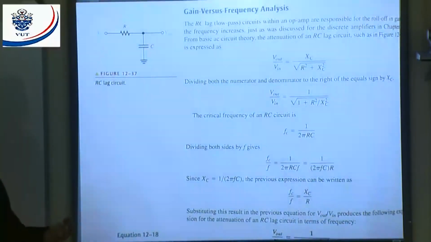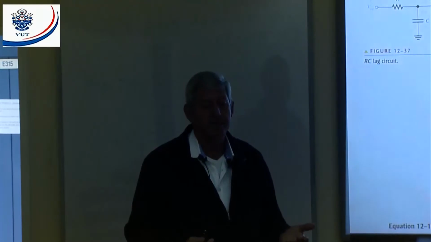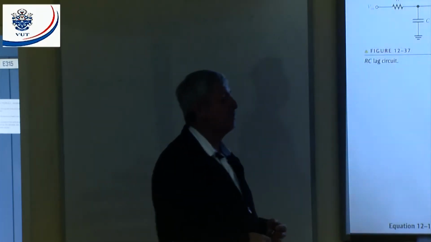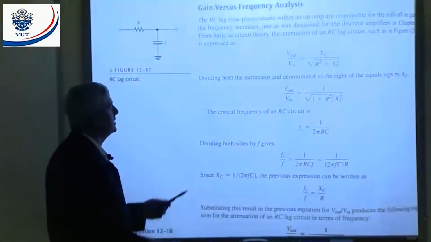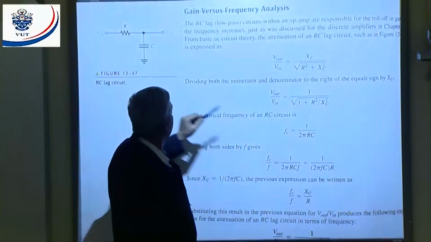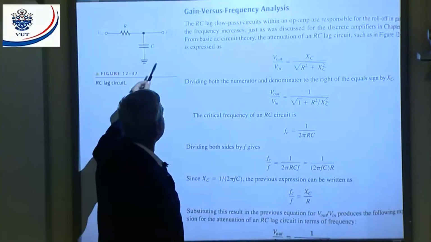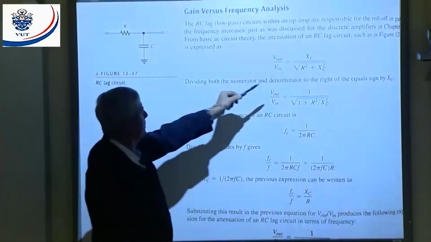That brings us to the whole story here. VR over V in: VR is XC, and V in is going to be equal to the square root of R squared plus XC squared. Then they say divide both the numerator and denominator to the right of the equal sign by XC, then we'll get VR over V in is equal to 1 upon the square root of 1 plus R squared divided by XC squared. Now the critical frequency, this formula, we're going to use a lot in filters. FC is 1 upon 2 pi RC.